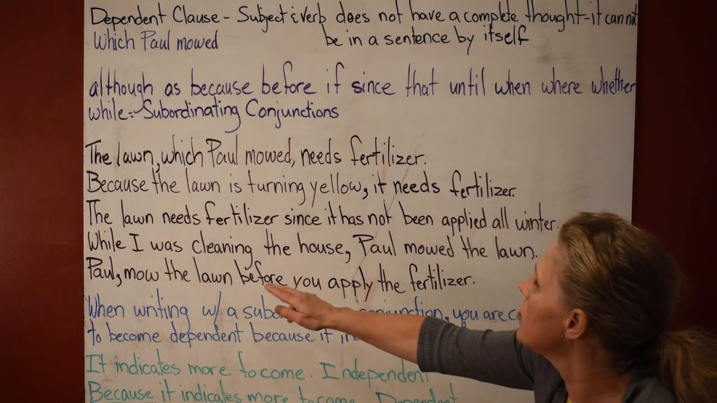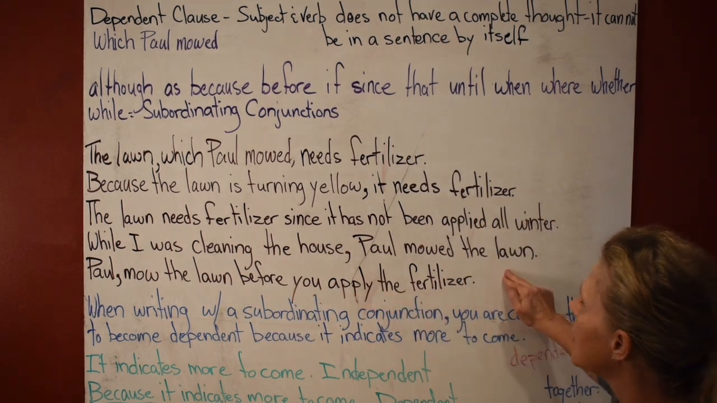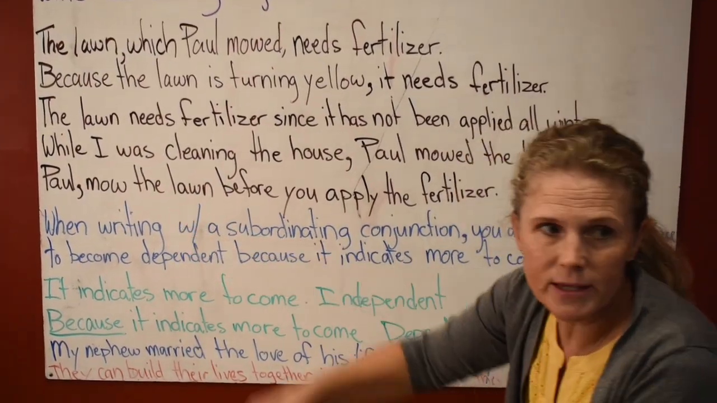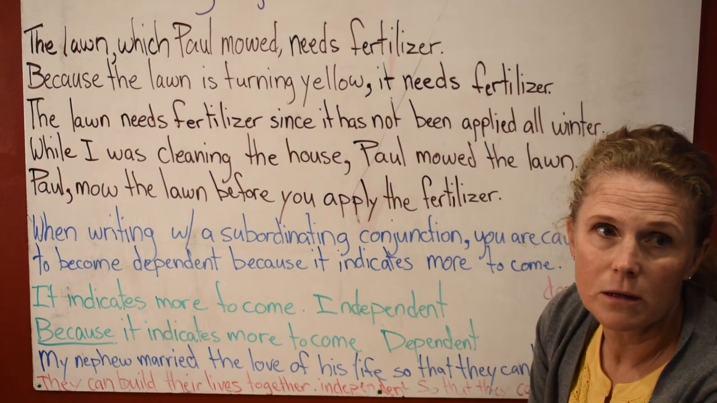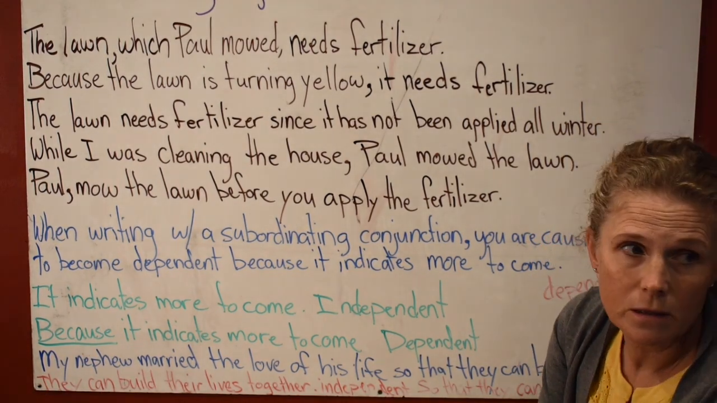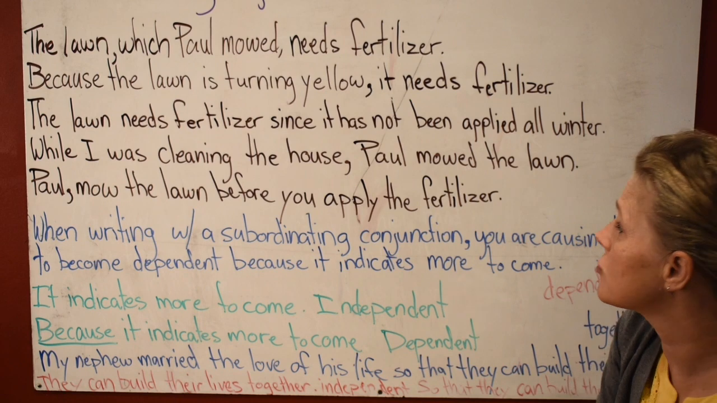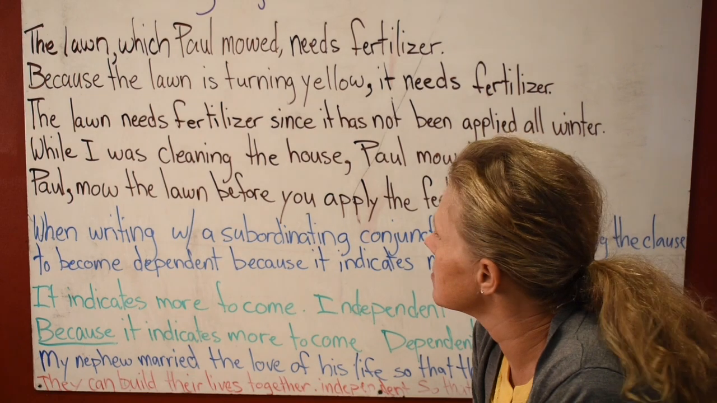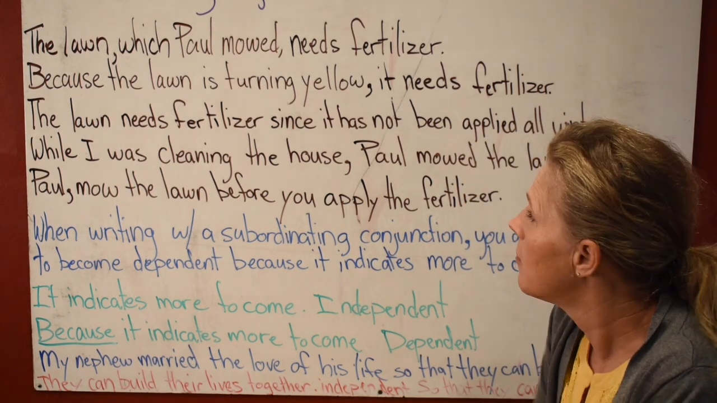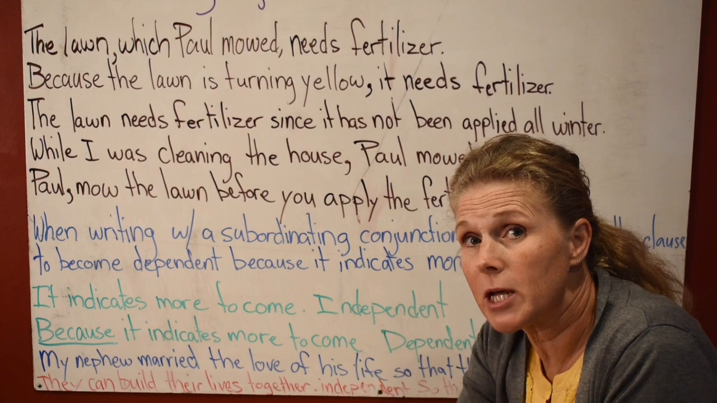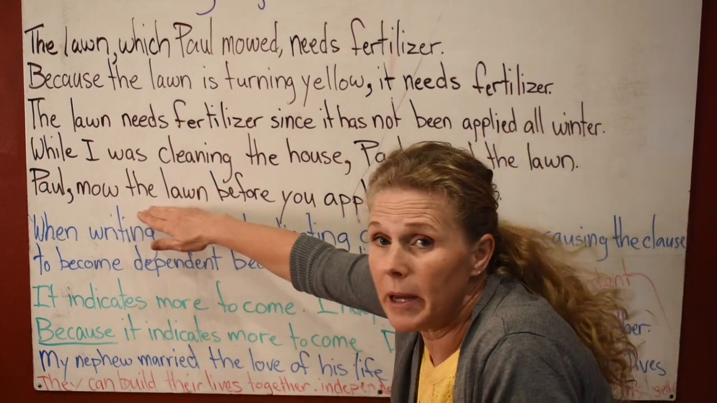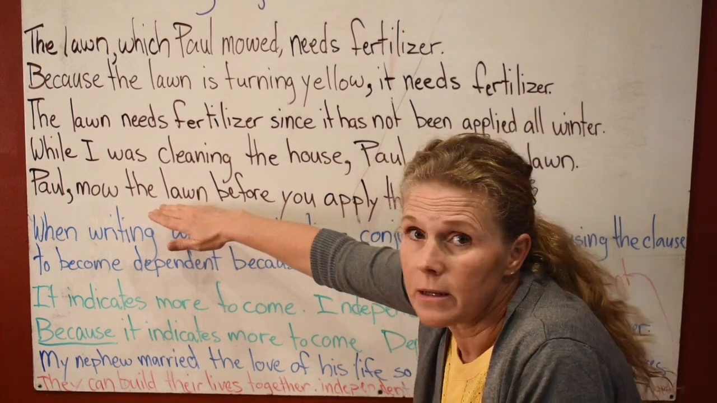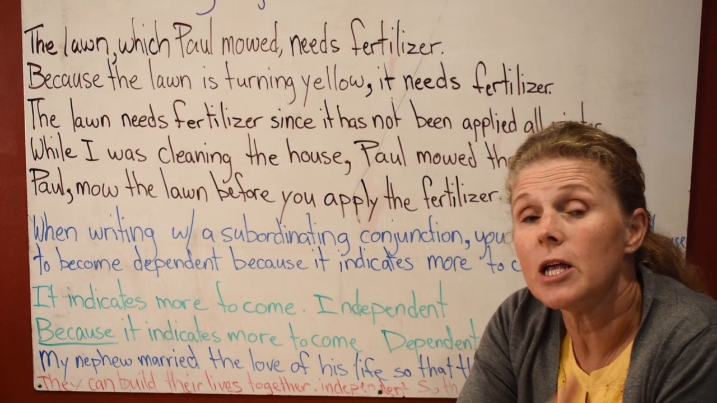Okay, Paul, mow the lawn before you apply the fertilizer. All right, so Paul, why is that comma right here? Because it's a noun with a direct address. Awesome, it's a noun with a direct address. Well, where is your independent clause, Daniel? Mow the lawn. Paul, mow the lawn. Is your independent clause starting the sentence? Yeah. So no comma. It means that's a no comma.